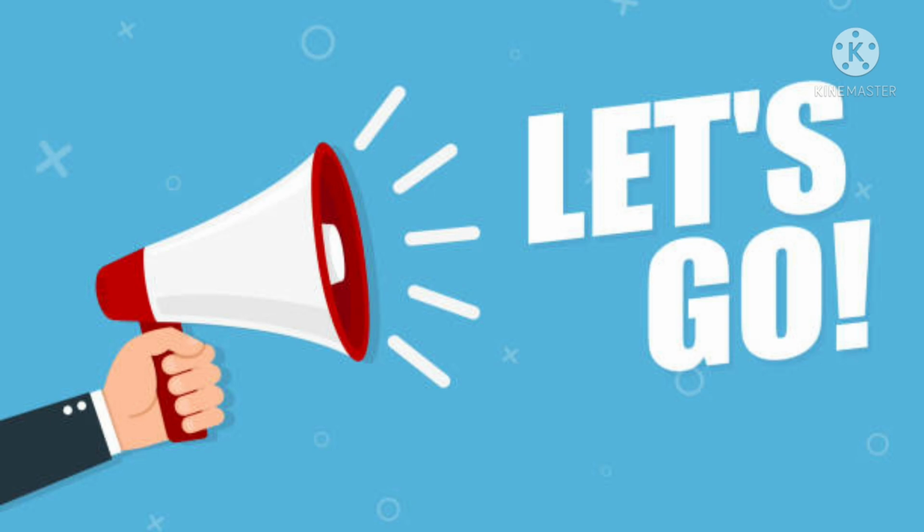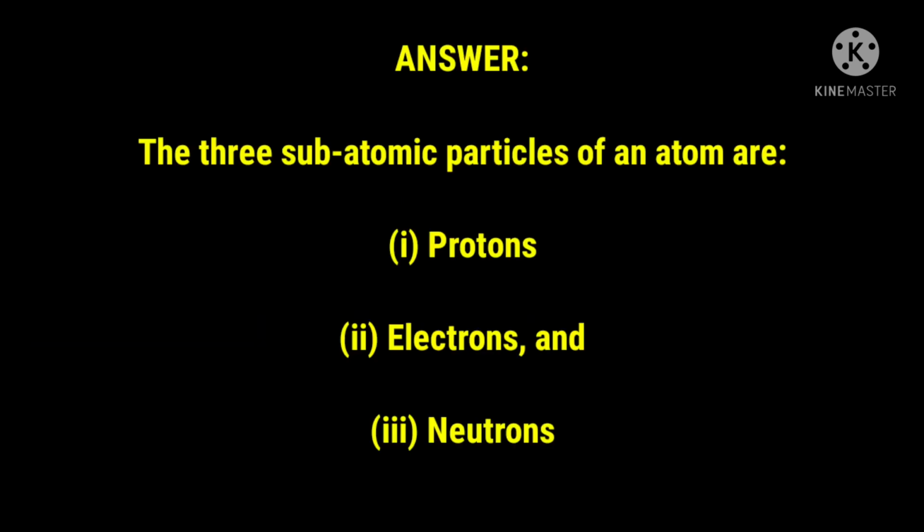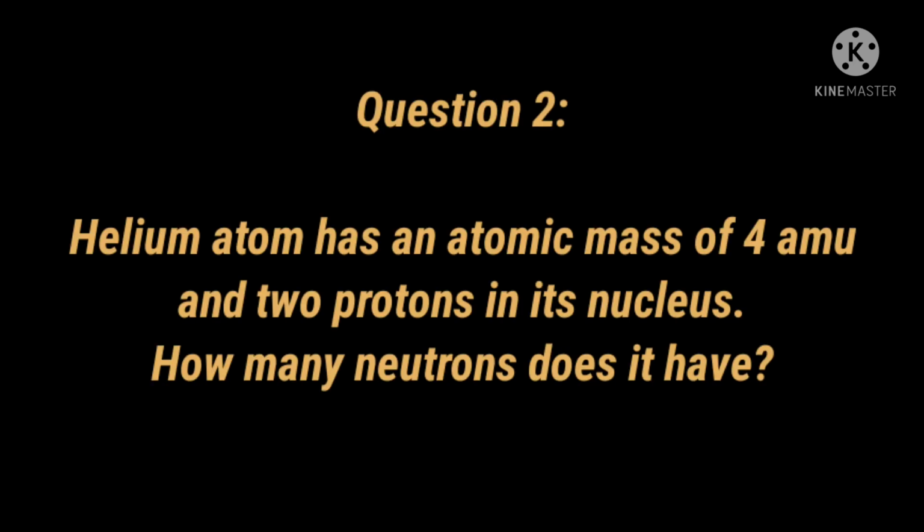So let's go. Question 1. Name the three subatomic particles of an atom. Can you guess? Yes, the answer is here: protons, electrons, and neutrons. These are the three subatomic particles of an atom.